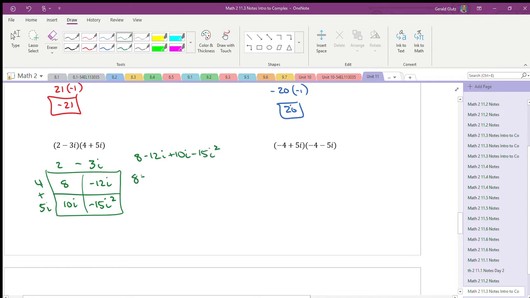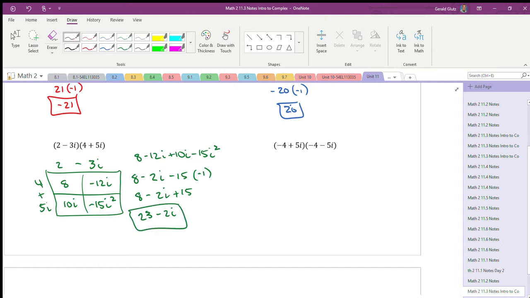So if I combine negative 12i and 10i, I get negative 2i. And I know that i squared is negative 1. So minus 15 times negative 1. So negative 15 times negative 1 is positive 15. So I have an 8 and a positive 15. When I combine those, I get 23. And I still have that minus 2i. And that is our answer.